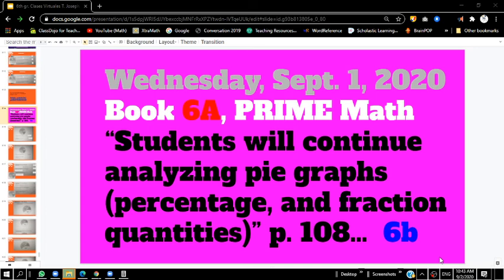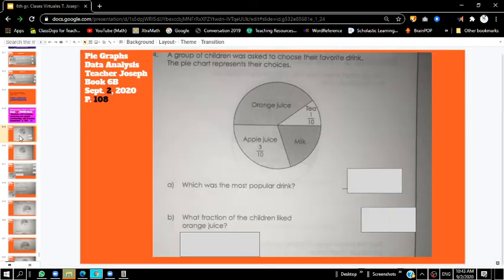Today we're going to be continuing to analyze pie graphs with percentages, fractions, and other quantities. Let's start with page 108. On page 108, number 4 says, a group of children was asked to choose their favorite drinks. The pie graph represents their choices. Let's take a look at the first one. Letter A says, which was the most popular drink?